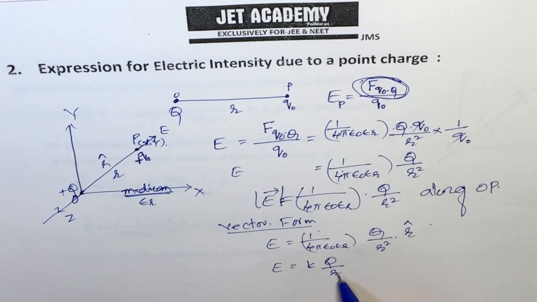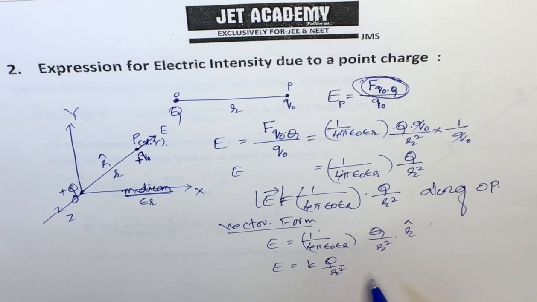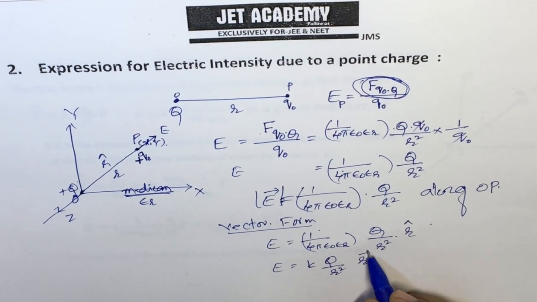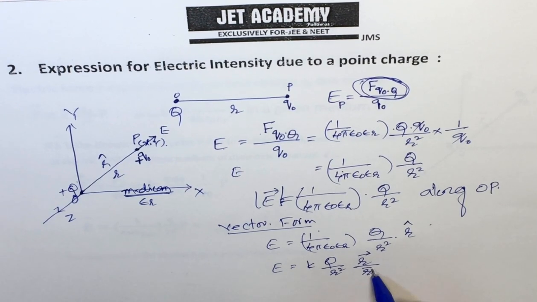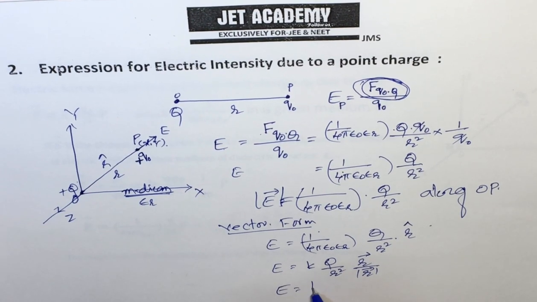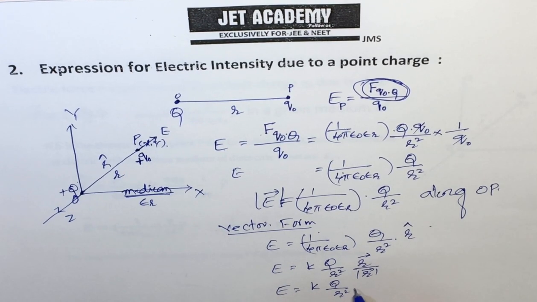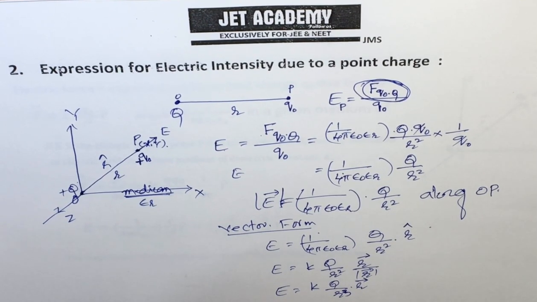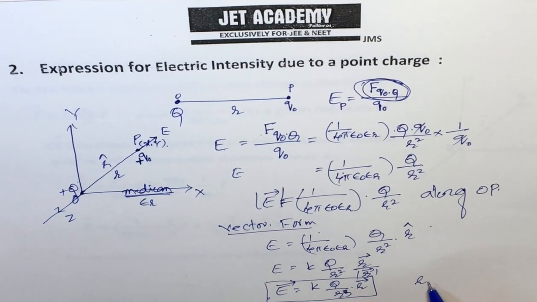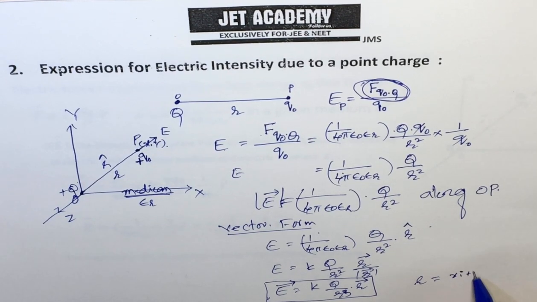This unit vector R naught is nothing but the R vector divided by the magnitude of R, and this is equal to K Q upon R square, and R square into R gives R cube. This becomes K Q upon R cube into R vector. This is the expression for electric intensity in vector form. It is along the R vector, where R in two dimensions is x i plus y j.